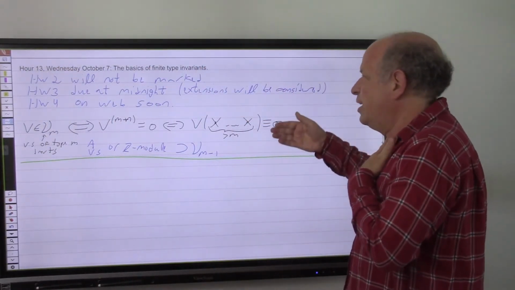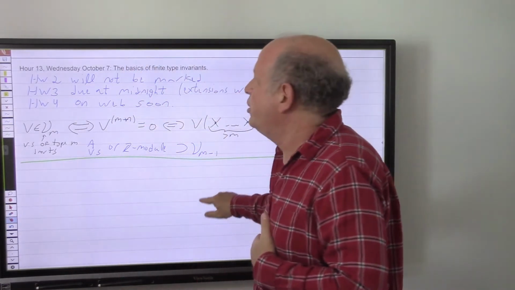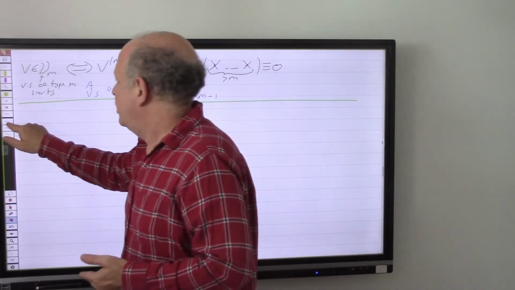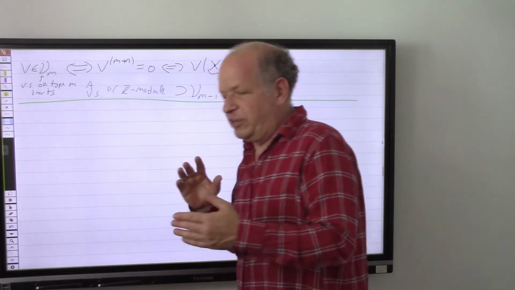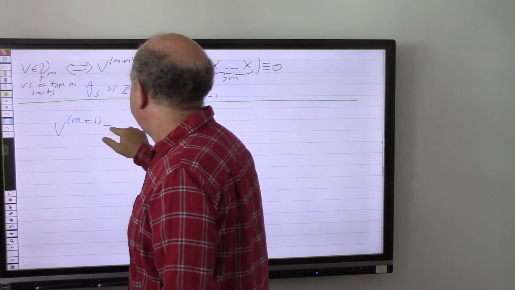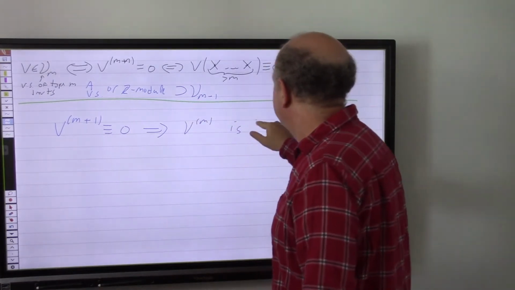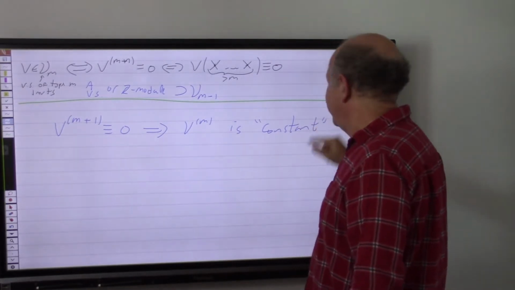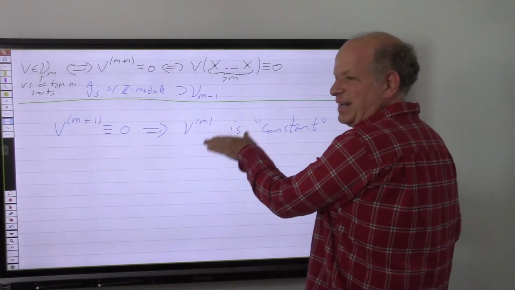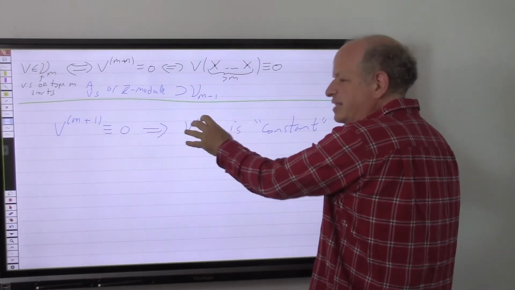I promised that we will start to classify finite type invariants, and the idea is to continue borrowing from polynomials. If the m plus first derivative is equal to 0, so if we know that V sub m plus 1 is equal to 0, then it implies that V is constant. I don't know yet what constant means, but I will know in a minute. The idea is that classifying constants is easier than classifying functions, so we will try to classify those constants.